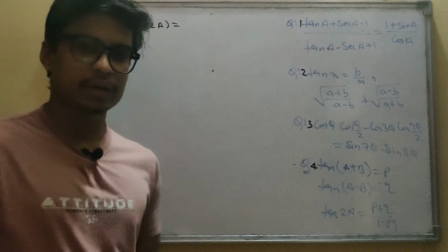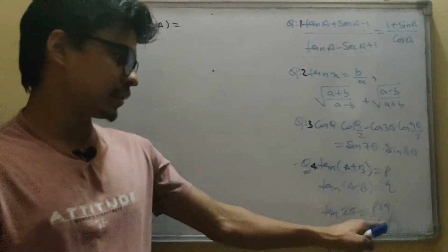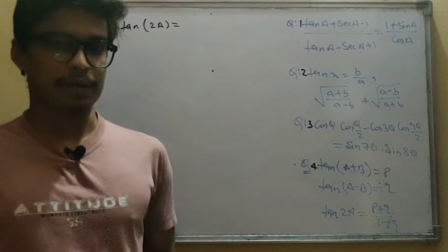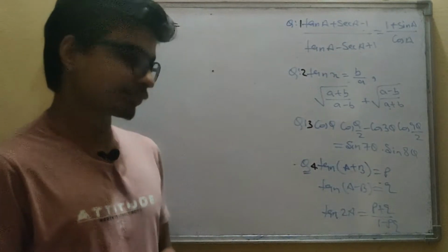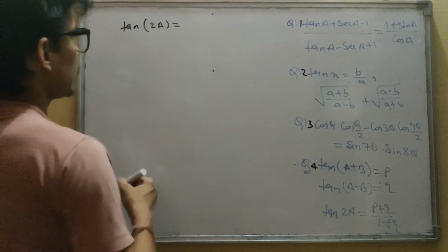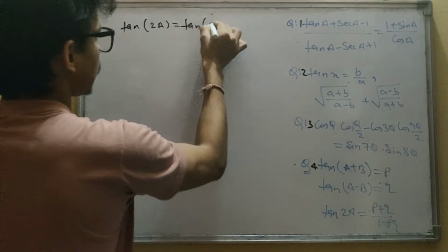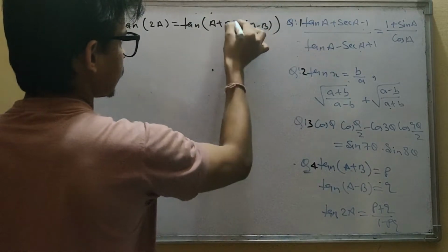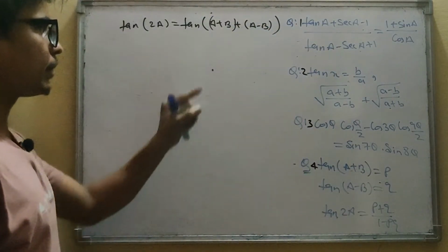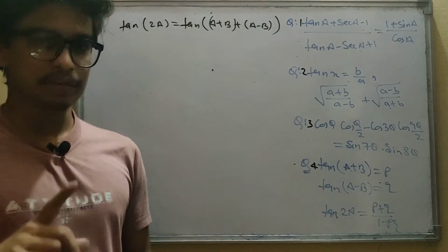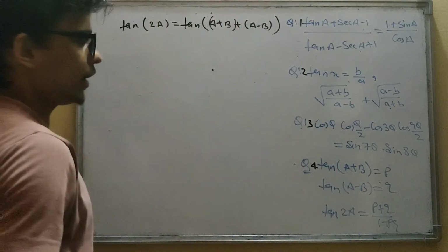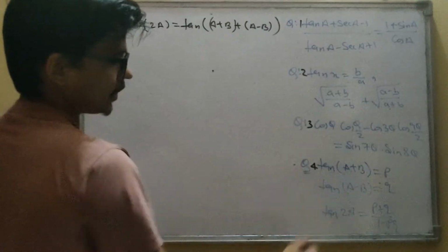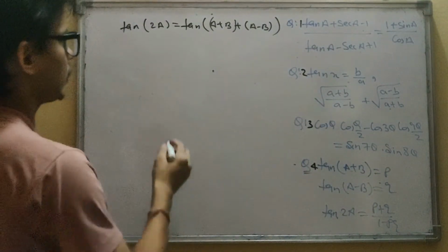In order to get this term, we have to break 2A in terms of A plus B and A minus B. That is the important part, right? So how can you do this? You can write it like this: tan of (A plus B plus A minus B), isn't it? Now B will cancel out, and it is going to be 2A, and we are able to break this 2A into A plus B and A minus B, so that we can get this. Now it is easy.